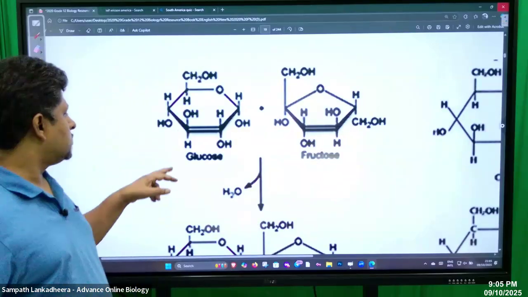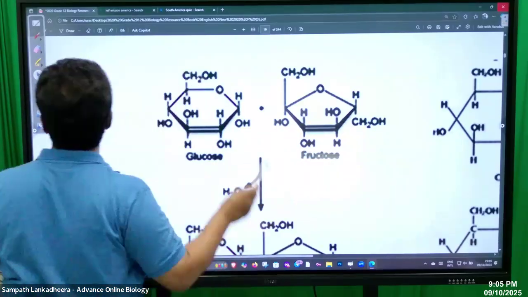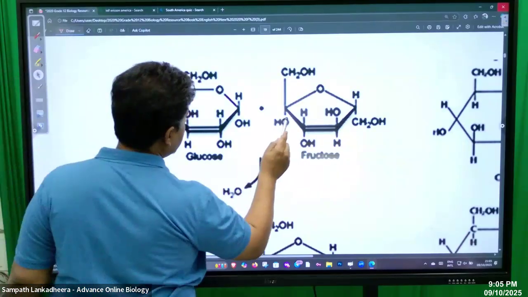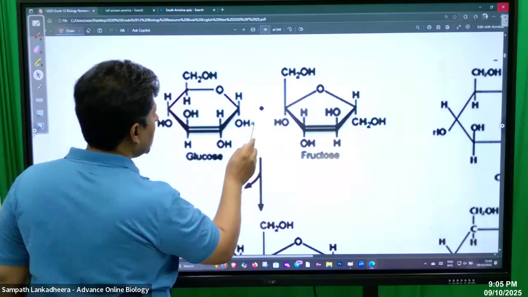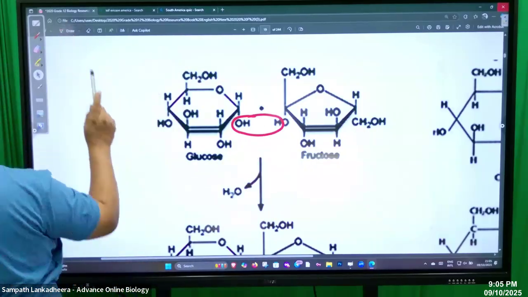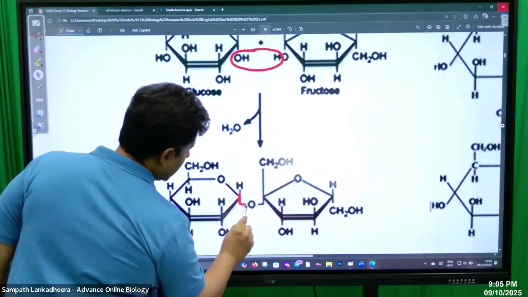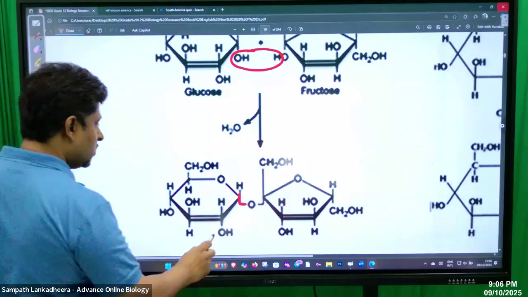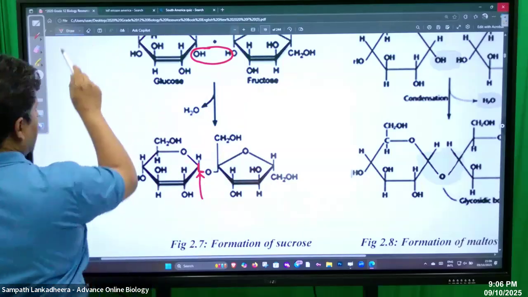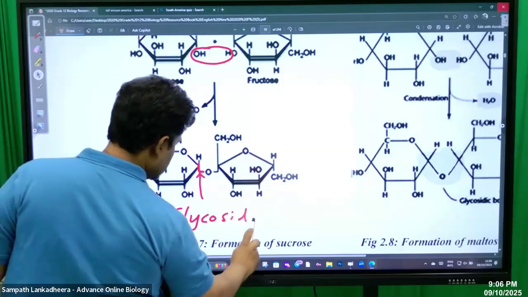Look at this. This is glucose reacting with fructose. It forms a bond here. This forms a bond between these two groups. How does it occur? It forms a bond like this, like that. And then you get a new bond here, the red colored part. What do you call this new bond? This is called a glycosidic bond.